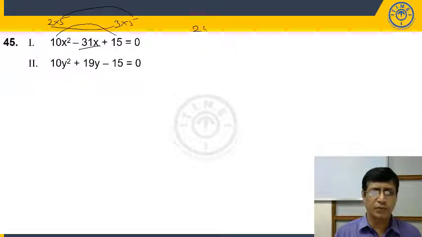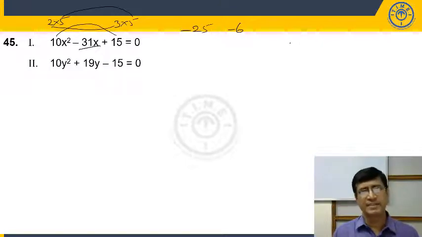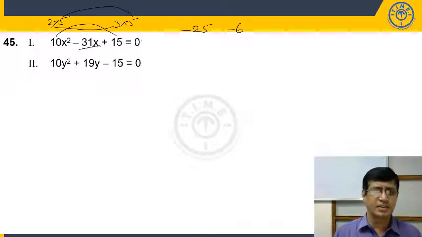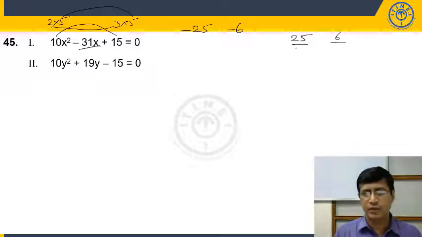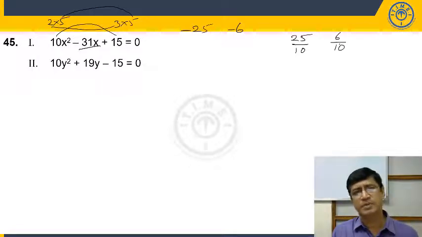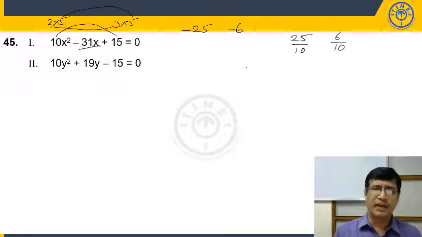Now 25 and 6, the signs are minus. Minus 25 and minus 6 are the factors which are satisfying this quadratic equation. What about the roots? Roots means same number with opposite sign and divide with coefficient of x square. Coefficient of x square means it is 10. 25 by 10, 6 by 10.